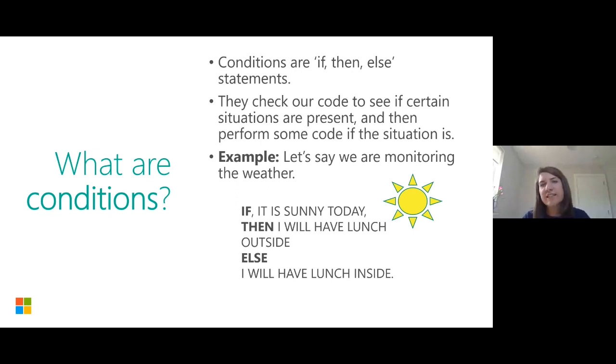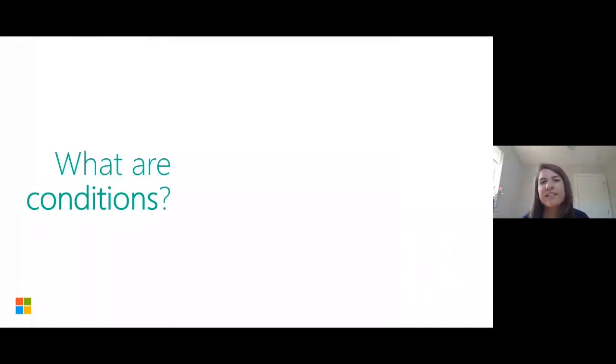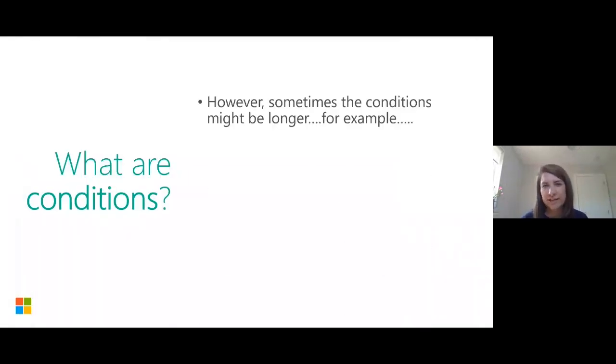Now, the thing is, our conditions can be a lot longer than that. That's kind of a short one. With the one Niamh is going to do shortly with rock, paper, scissors, we have more options than just 2, don't we? It's not 1 or the other. We actually have 3 different options. So let's think about this again with our weather example.